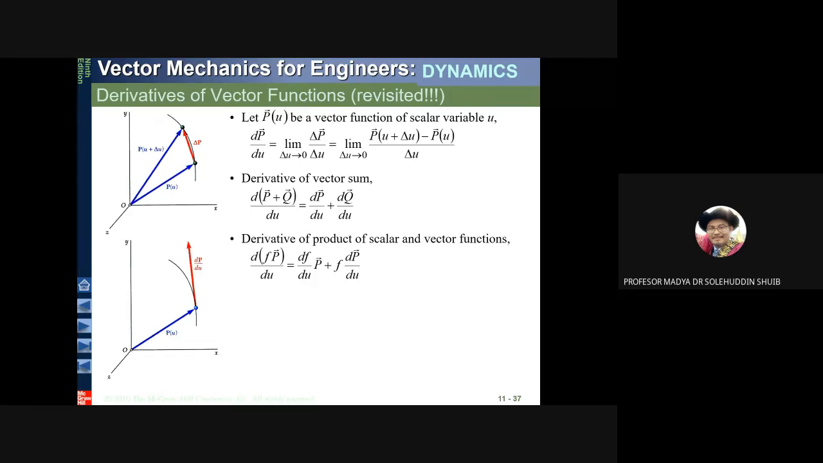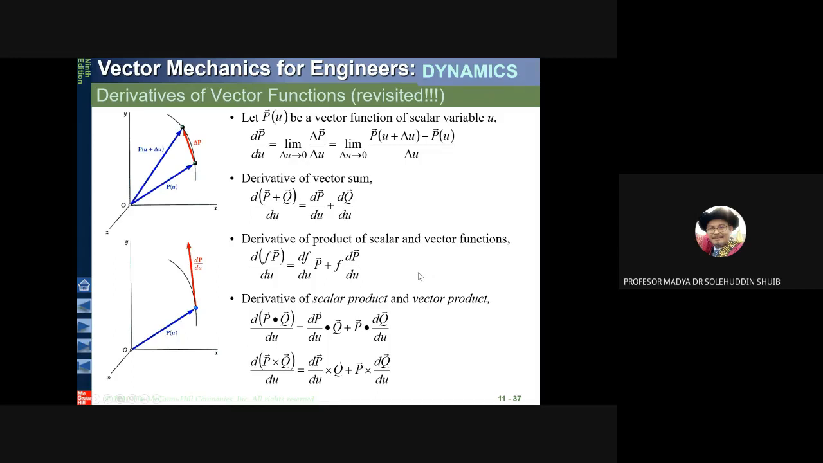Okay, for this one, the derivation of vector function, I explained yesterday. I don't want to repeat this because we did the revision of vector function yesterday: how to do the derivation of vector sum and derivation of product and dot product. So I'm not going to cover it again, but to strengthen your mathematics, you can go through the derivation for product of scalar, dot product and cross product on your own.